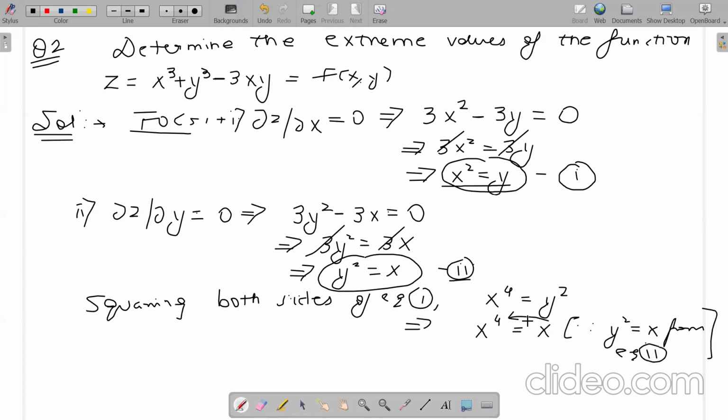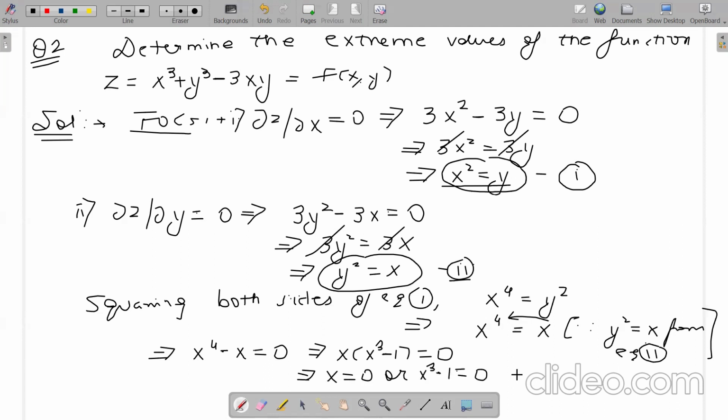If I take this x to this side, I get x4 minus x equal to 0. If I take x common, inside I get x cube minus 1 equal to 0, which implies that either x is 0 or x cube minus 1 equal to 0, meaning x cube equal to 1, which means x is equal to 1. So we have got the stationary point x is 0 or x is 1.